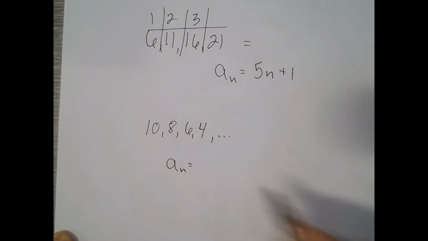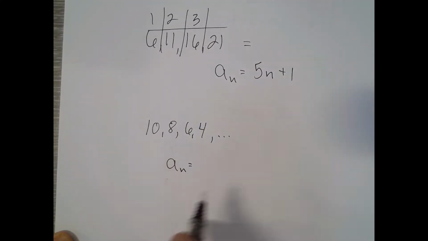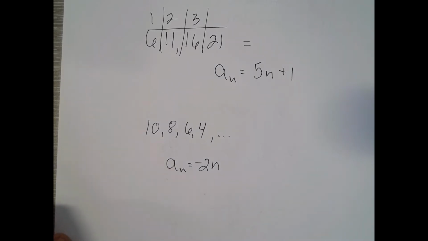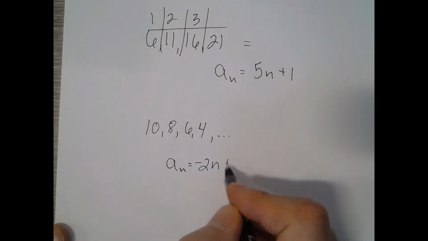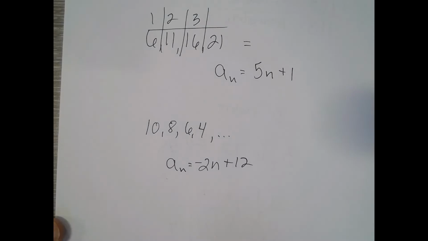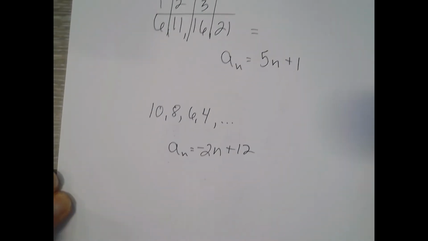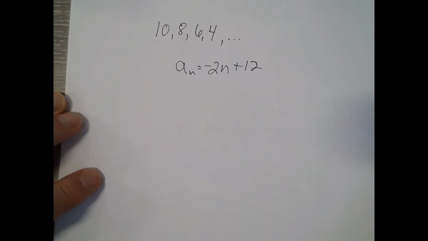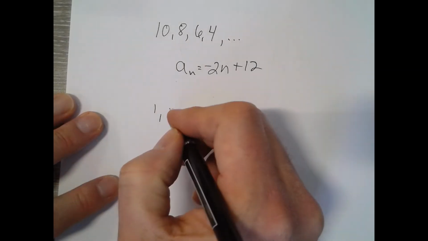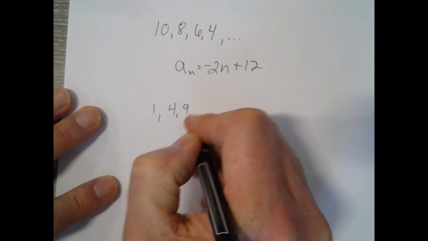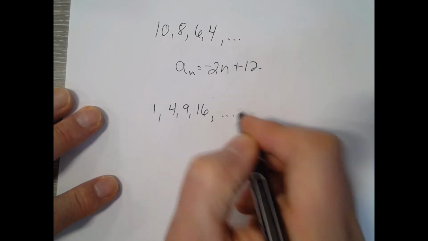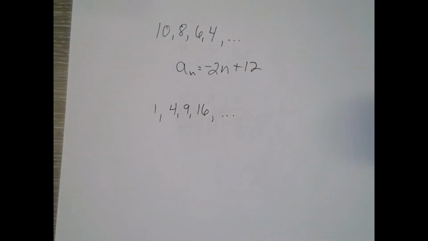All right, so we're going down 2, so it's going to be negative 2n, and then what? Plus 12, good. Let's try one that's not an arithmetic. See if you can figure this out. See if you can give me the nth term for this one.